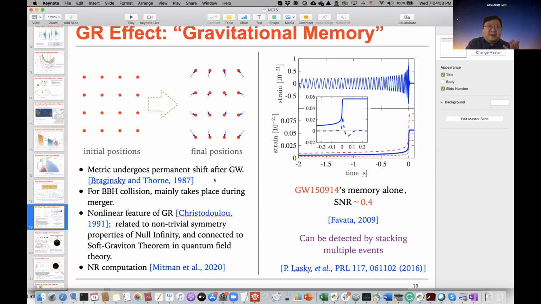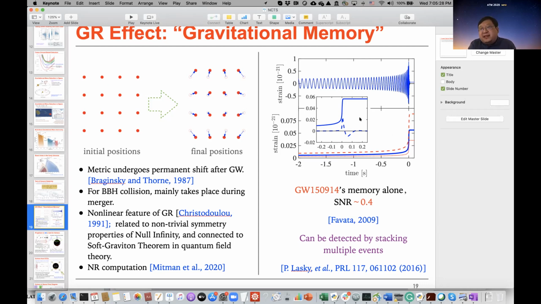You can read it: Christodoulou in the 1990s connected this effect to a very general nonlinear feature of general relativity. And then later on, these memory effects were connected to the soft graviton theorem, and also related to the information content of the gravitational field. So this memory effect has a very interesting theoretical origin. In gravitational waves, how does the memory effect show up?